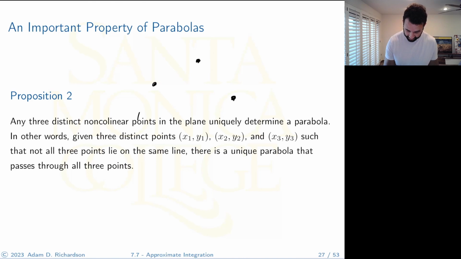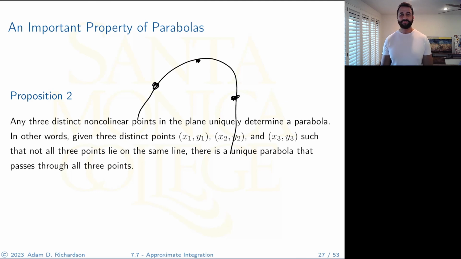Maybe it looks a little bit like this. I'm terrible at this. There you go. Maybe it looks a bit like that. But the point is it exists, and you just need 3 points that are not on the same line. But you do need 3 points. So if you have 2 points, you cannot form a distinct parabola.